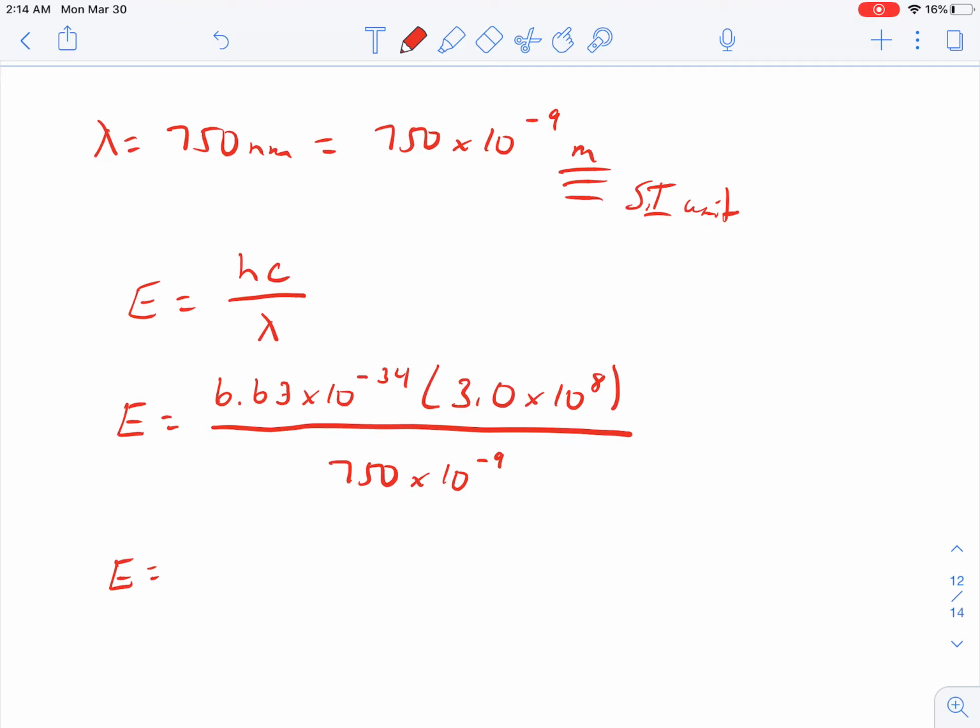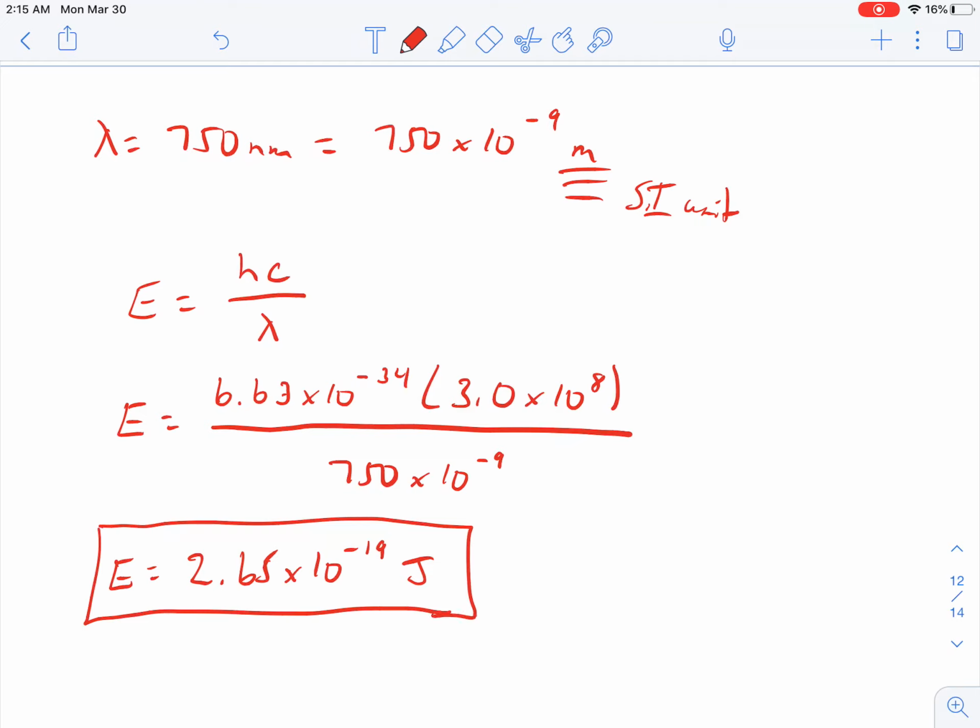So when we do this multiplication and division, we get a final result that our energy is going to be 2.65 times 10 to the negative 19 joules. Again, the SI unit for energy is always going to be joules. So this is going to be the energy of a single photon of red light.